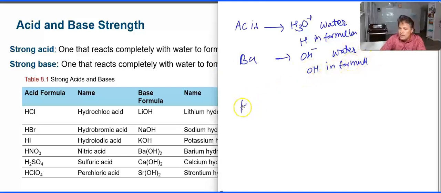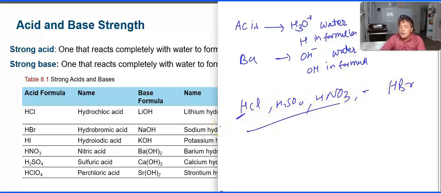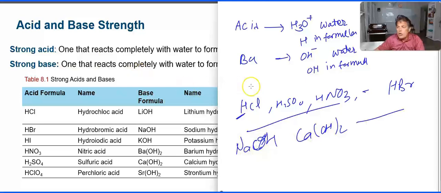For example, HCl is an acid, it has hydrogen and it will give you hydronium ion, H2SO4, HNO3, HBr, they all are Arrhenius acids. And the bases, for example, NaOH, Ca(OH)2, these all are Arrhenius bases. So now let's think about the strength.